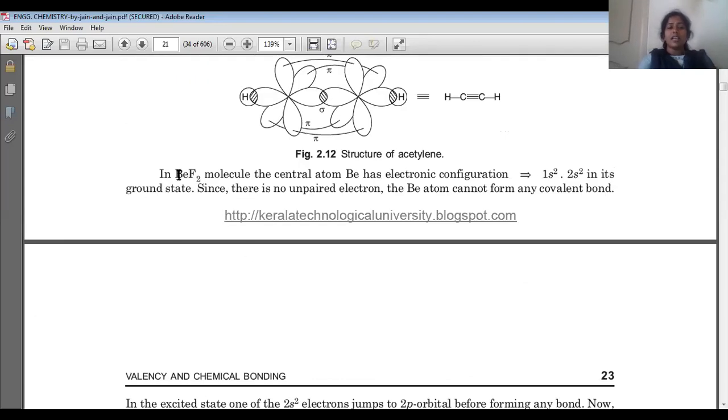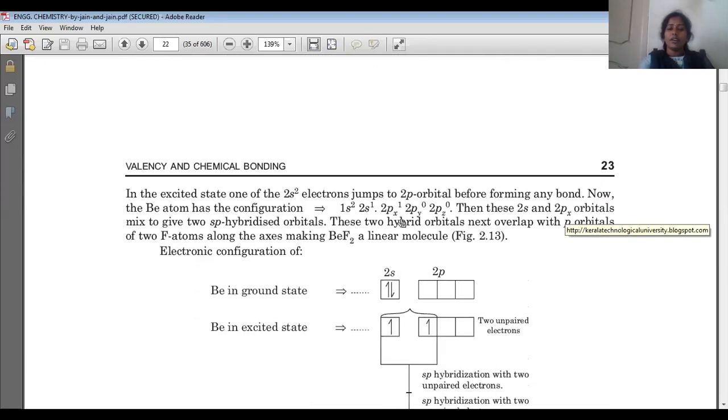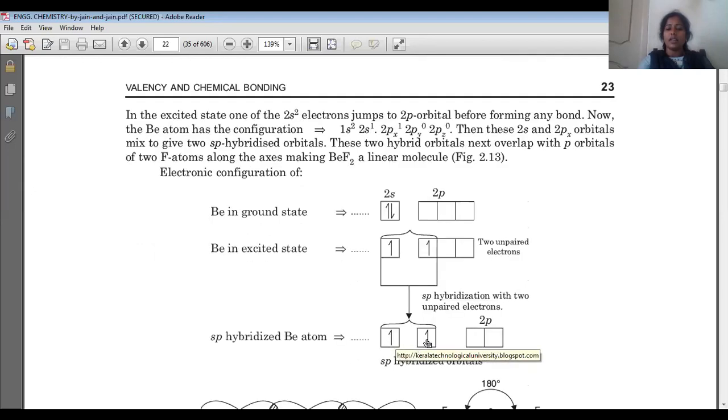Another simple example is beryllium difluoride. Beryllium has the configuration 1s2 2s2. The valence shell is 2s only, with 2 electrons. When we excite one electron from the s orbital into a p orbital, it becomes 2s1 2p1, which is the excited state of beryllium. The two unpaired electrons in 2s1 2p1 intermix so that we get sp hybridized orbitals.